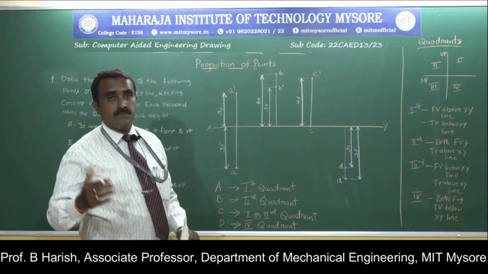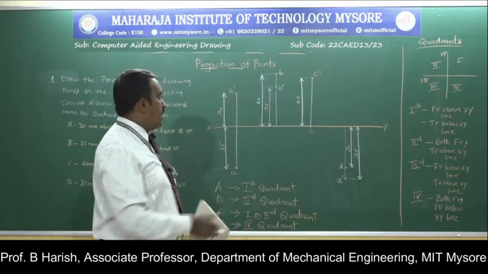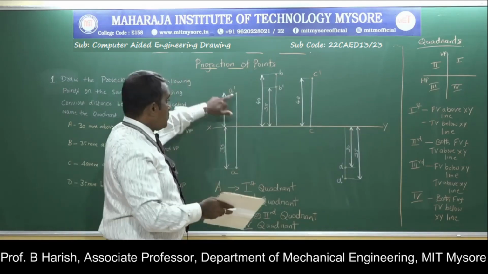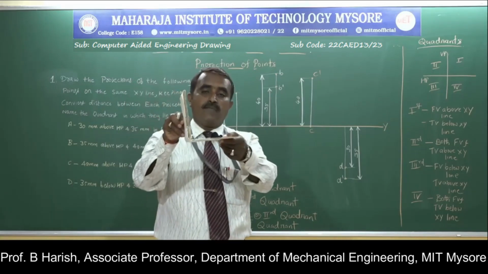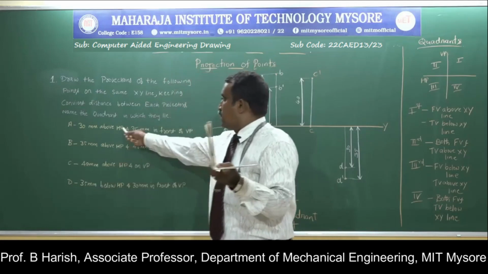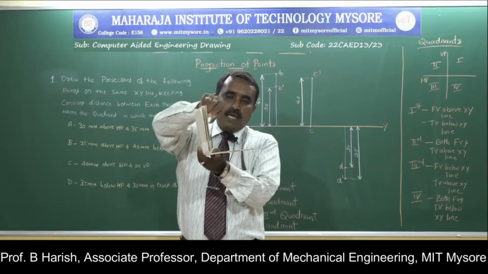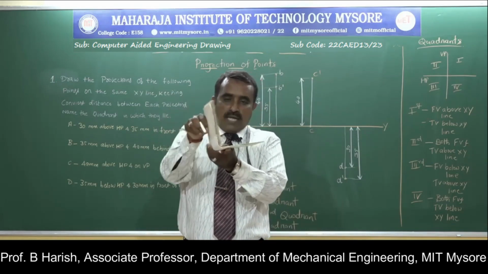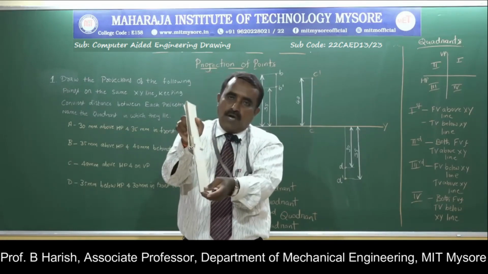How to draw the projections? First I will draw the XY line, then I will measure a distance of 30 mm above your XY line, and 35 mm below. So why 30 and why 35 mm? The problem says 30 mm above HP and 35 mm in front of VP. So this 35 mm in front of VP will be projected on the horizontal plane, which comes below the XY line.